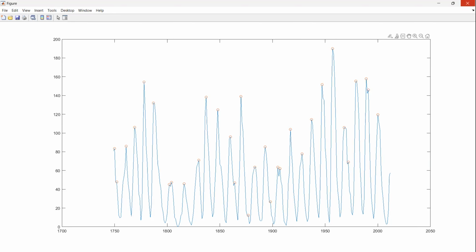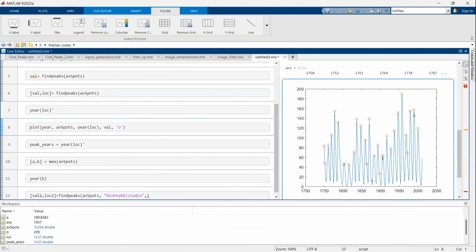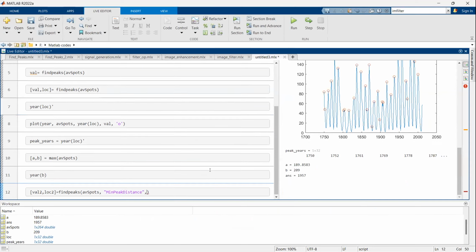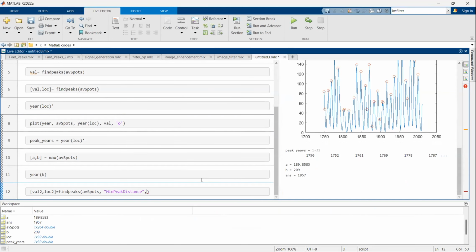So that is what you can define using this minimum peak distance. Are you following? Any question? Okay. So you can ask what should be the value: 2, 3, 4, 5. There can be many different values. So what should be the most appropriate value?